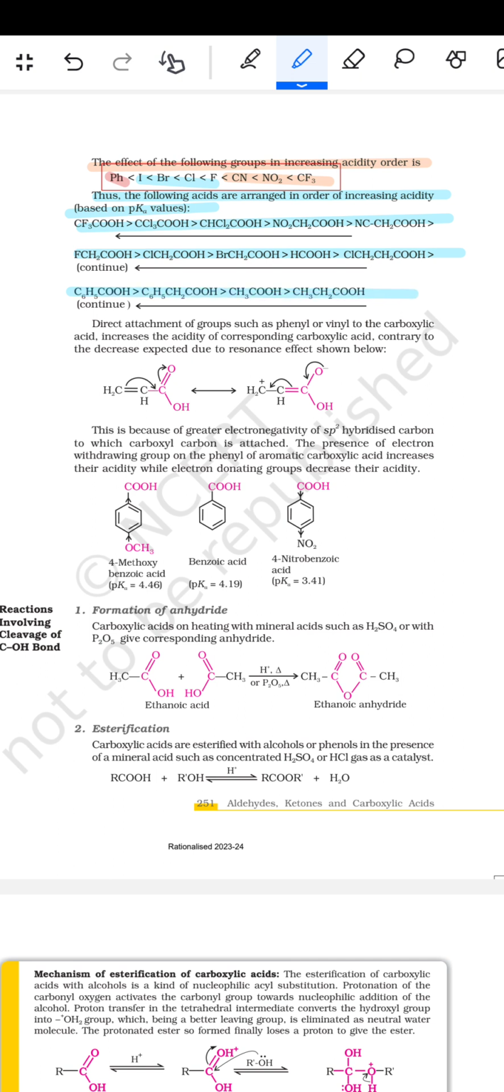Direct attachment of groups such as phenyl or vinyl on the carboxylic acid increases the acidity of the corresponding carboxylic acid, contrary to the decrease expected due to the resonance effect shown below. This is because of the greater electronegativity of the sp2 hybrid carbon to which the carboxyl carbon is attached.